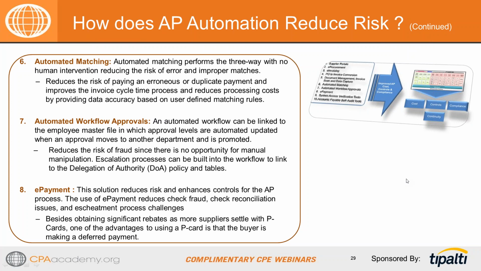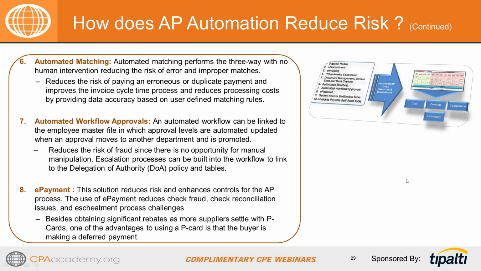Number 7, automated workflow approvals. This is, again, I love all these solutions, but I look at how much time this one saves, like e-invoicing, and you're really getting to that touchless process. And what I love about automated workflow approvals, you're automating your delegation of authority, policy, and tables. And your workflow can be directly linked to an employee master file where approval levels are automated, updated, and really based upon job levels or titles. So you don't have to worry about any manual intervention for your DOA process.